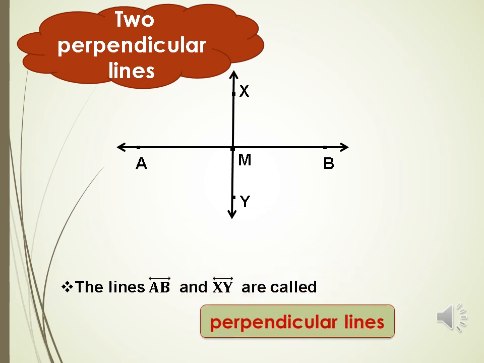The second type is called two perpendicular lines. If we have two lines, for example, line AB and line XY, the two lines make four right angles or four square angles. Then the two lines are called perpendicular lines.